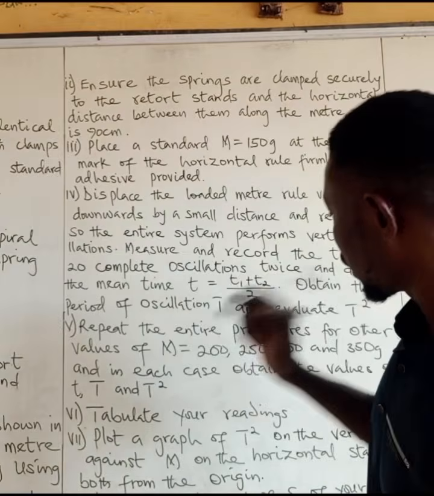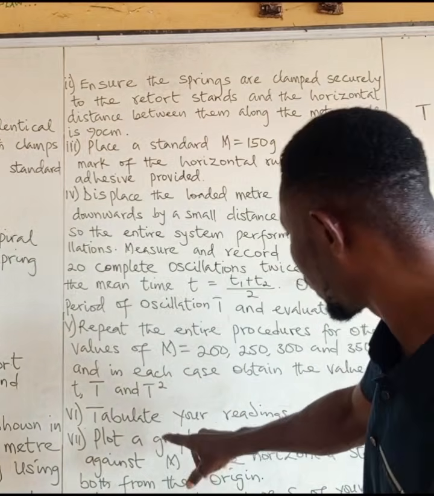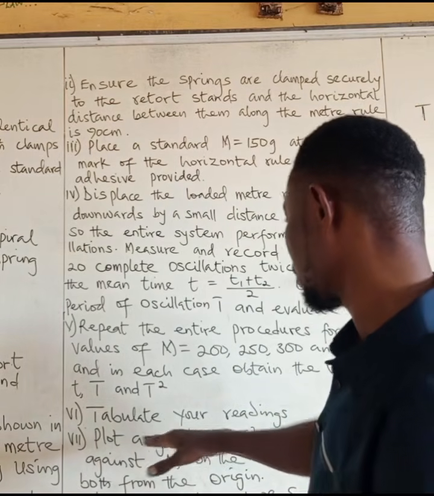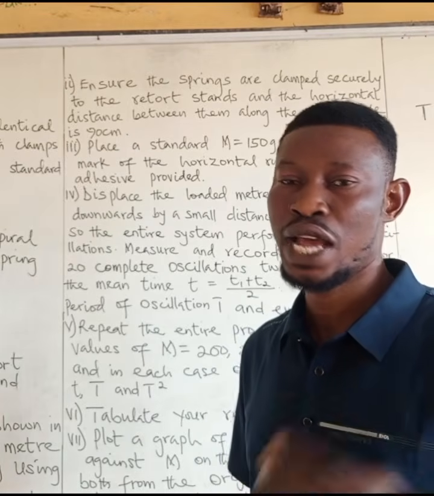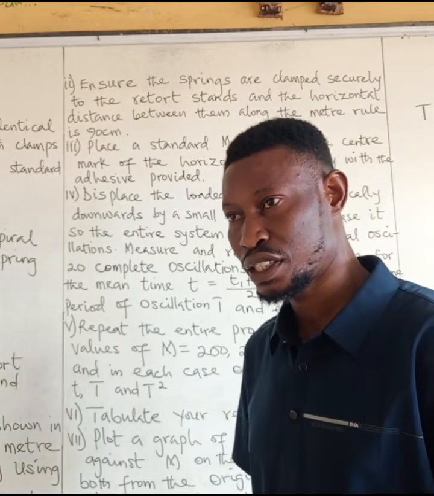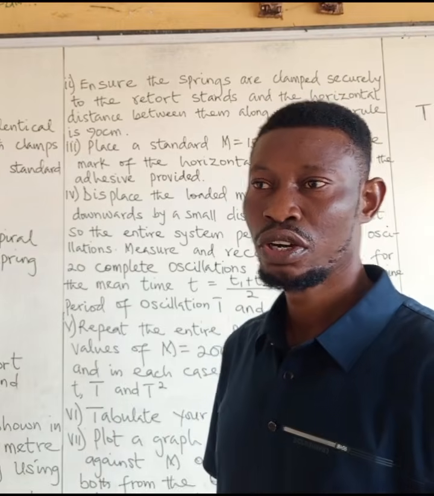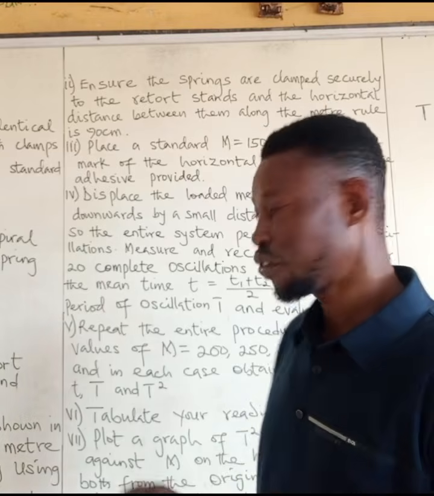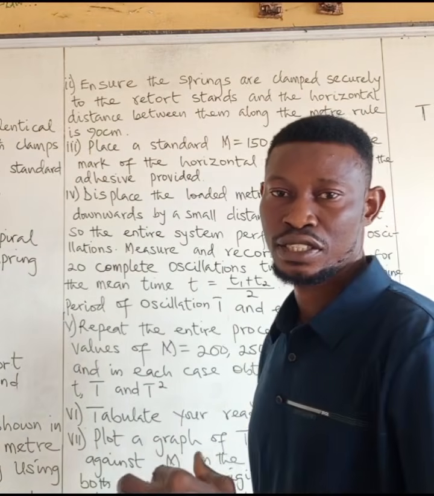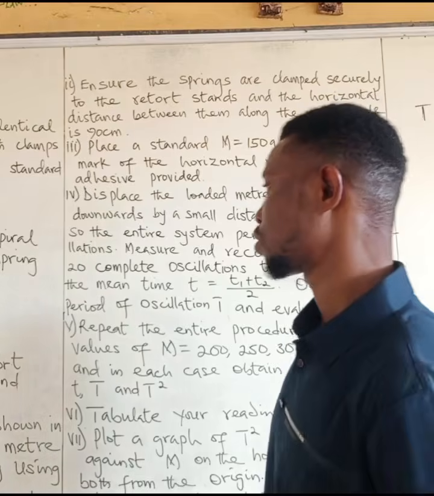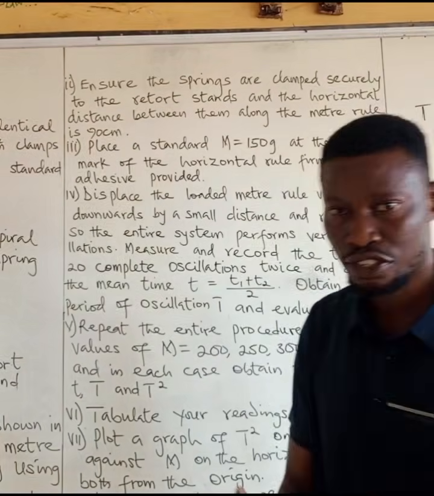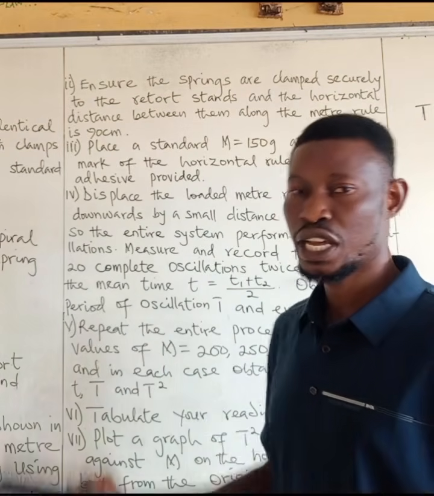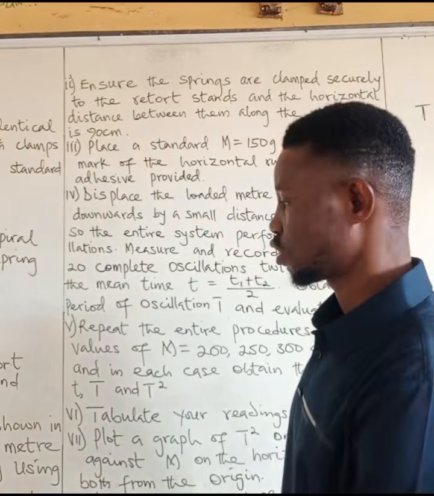Then take note that this is not the only graph you can plot from this experiment. So in case you don't see something exactly like this, you may also be asked to plot a graph of T on the vertical axis against square root of m on the horizontal axis. Another way it could come is you may be asked to plot a graph of log T on the vertical axis against log m on the horizontal axis. In each case, you are going to have a straight line graph with an intercept on the vertical axis and a negative intercept on the horizontal axis.